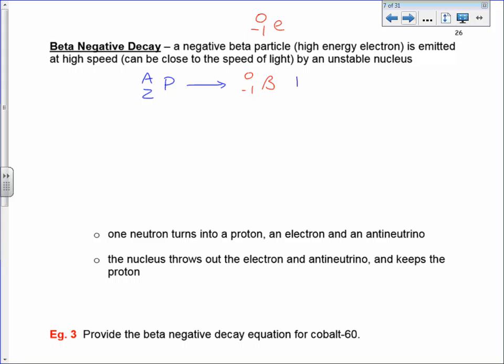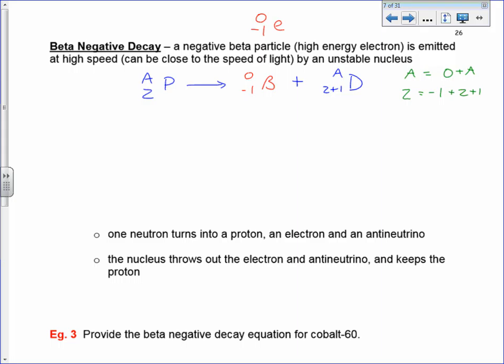And then for the daughter nucleus, A doesn't change, right? Because we have A on the one side, so A before is equal to 0 plus A afterwards. So our A doesn't change. But our Z is going to become Z plus 1. That's because we have on the left-hand side Z, and on the right-hand side we have -1 and then plus Z plus 1. And that's how we end up having to add one to that.